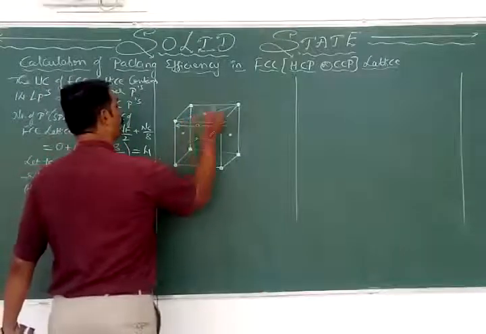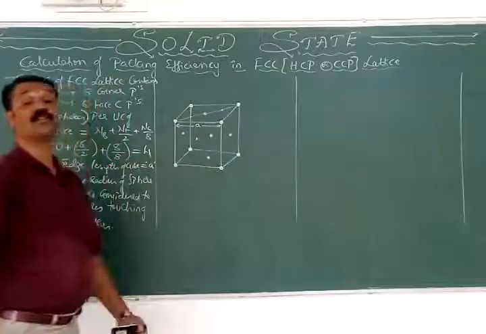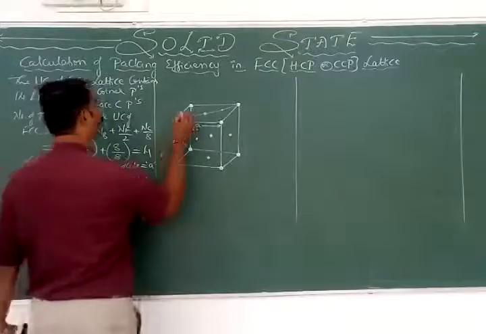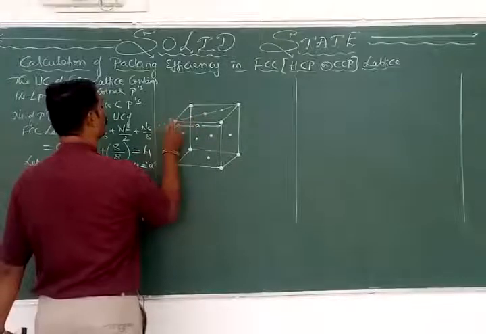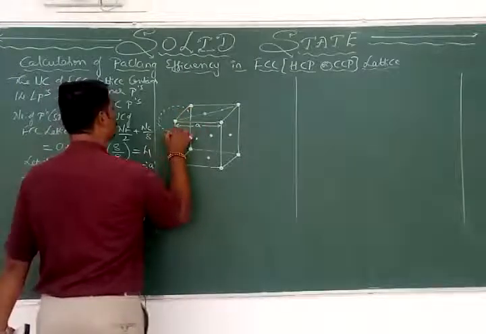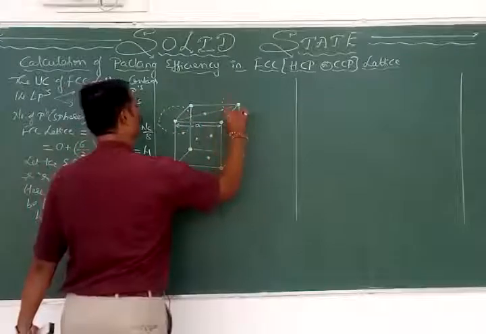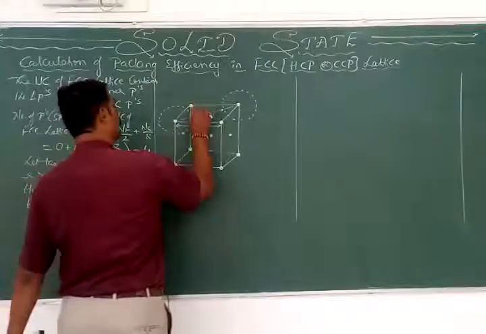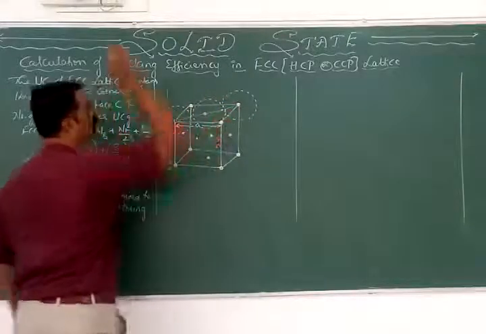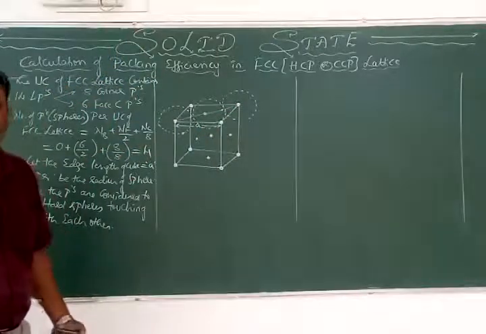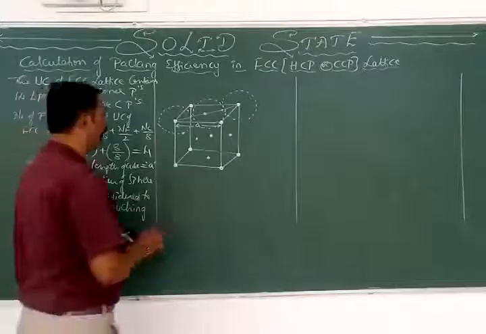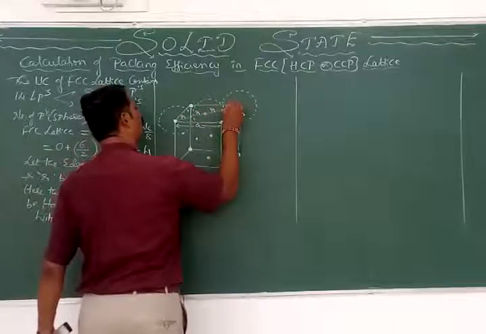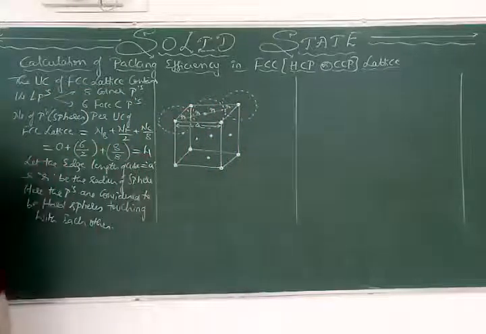Now the face centered particles are considered to be spheres, and those face centered particles are touching each other. This is one sphere, this is the second sphere, and these are the first corner particles. But this is now considered to be the face centered particle. Here, this is the radius R, this also the radius R, this also the radius R, and this also the radius R.